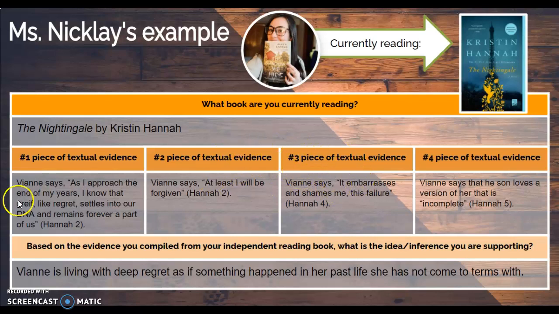So something happened. And then lastly, "As I approach the end of my years, I know that grief, like regret, settles into our DNA and remains forever a part of us." So these all connect to this final idea that I think is really going to drive the story, and it makes me want to read on and figure out what is going on or what had happened in her past. So you'll be doing this today. If you have any questions, feel free to reach out, but you are completing this with your independent reading book.